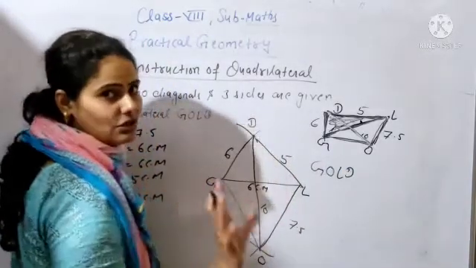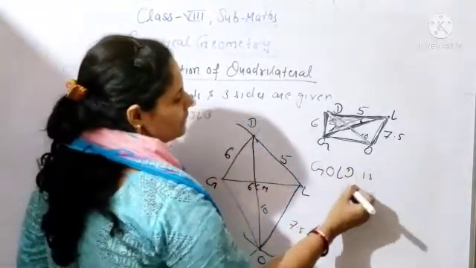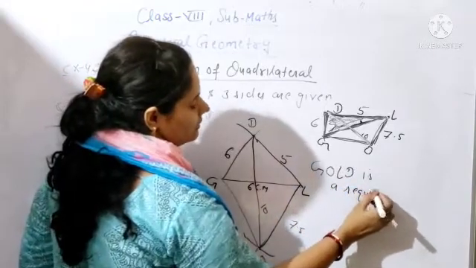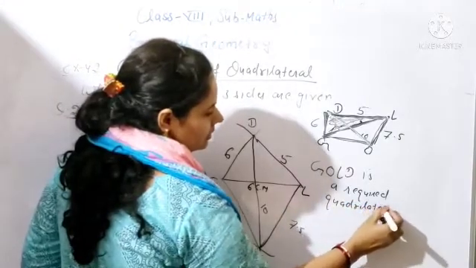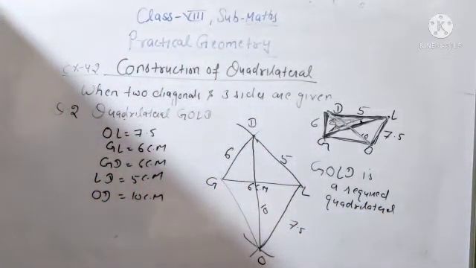You can write that the GO length is not given, so you can leave it. GOLD is a required quadrilateral. Clear? So like that you have to construct the quadrilateral where two diagonals and three sides are given. Clear, beta? You will do the construction yourself step by step, only you have to write the steps. Clear? Now we will start our third question. One more question in this exercise.